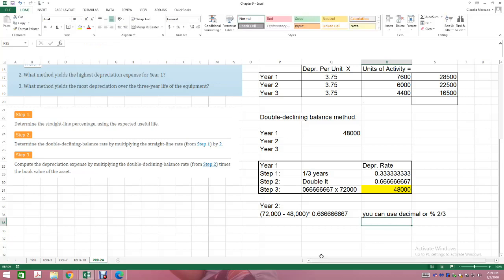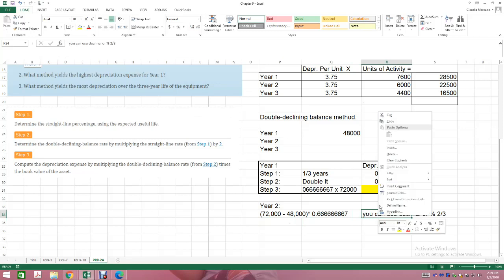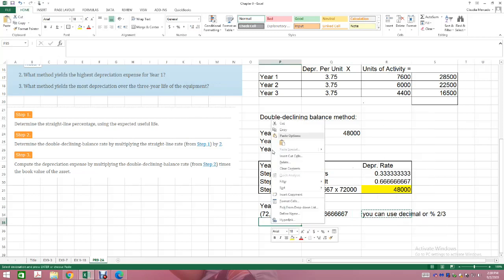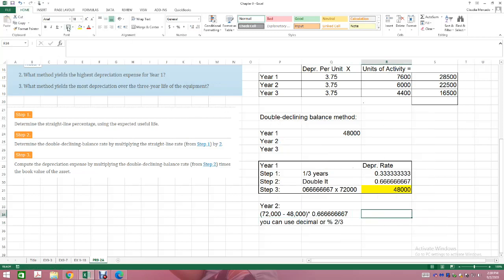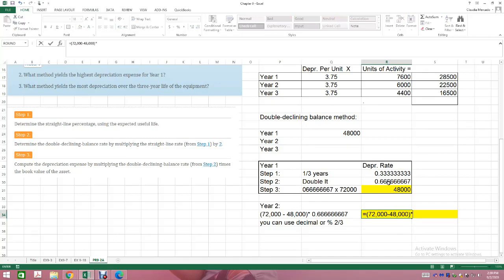And that's what you're going to do. That's going to be the formula. So let's see what we get. Let's put that into our calculator here. It's going to be equal to the 72,000 minus the 48,000 of depreciation from the first year times my rate, my double rate. My double rate is that one.